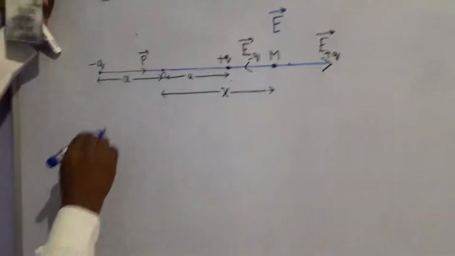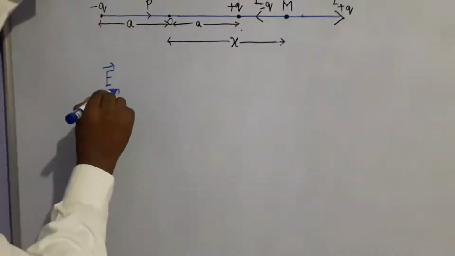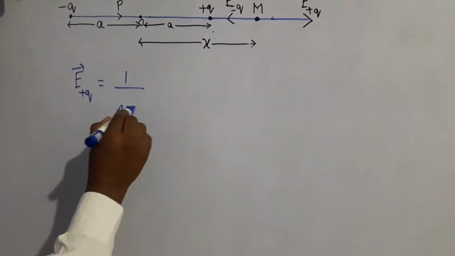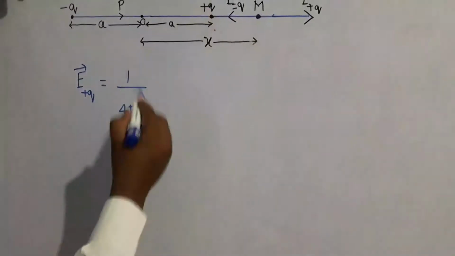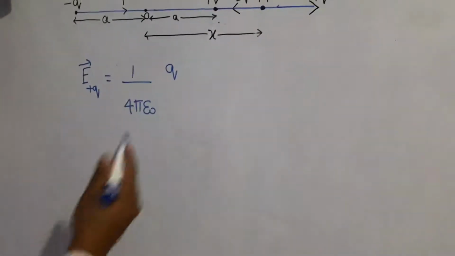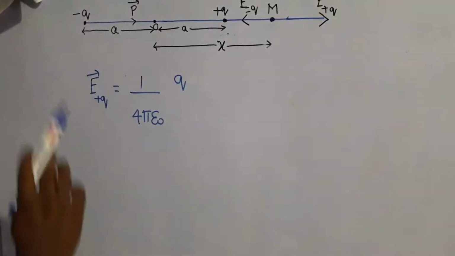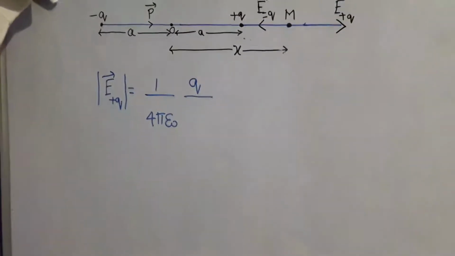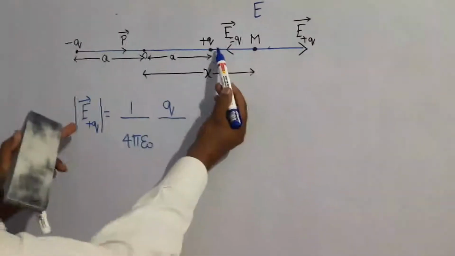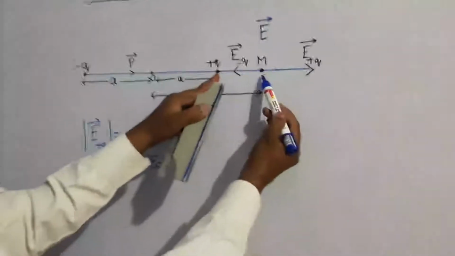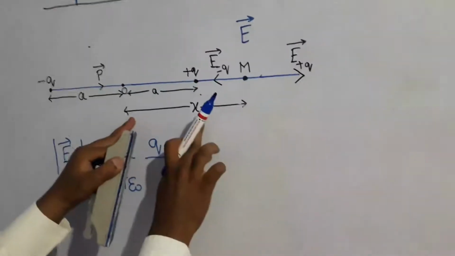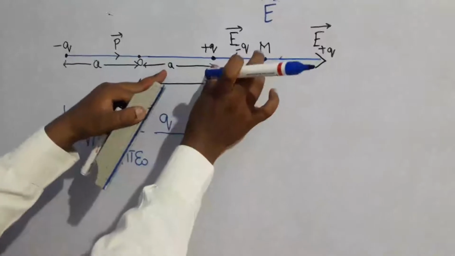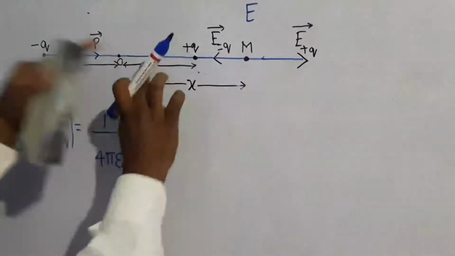First you take the electric intensity due to the plus q charge, which will be given by 1 by 4 pi epsilon naught, plus q. I am taking plus q, even though if minus q is there also it's no problem, because I am taking the magnitude. Okay. Distance from where to where? See here, we are taking plus q charge, right? Plus q to M. See, O to M is x, right? O to plus q is a. Then plus q to M means x minus a.